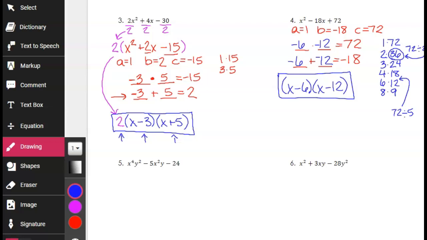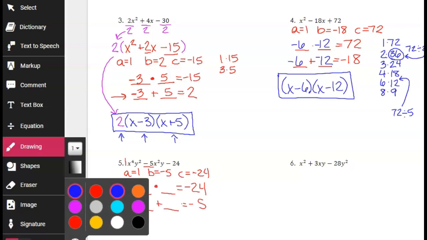Okay, let's talk about number 5. Number 5 looks a little crazy, but we're going to ignore all of the variables and exponents that are there right now. We're just going to focus on the numbers. My A value is 1, my B value is negative 5, and my C value is negative 24. So I'm going to find my magic numbers.